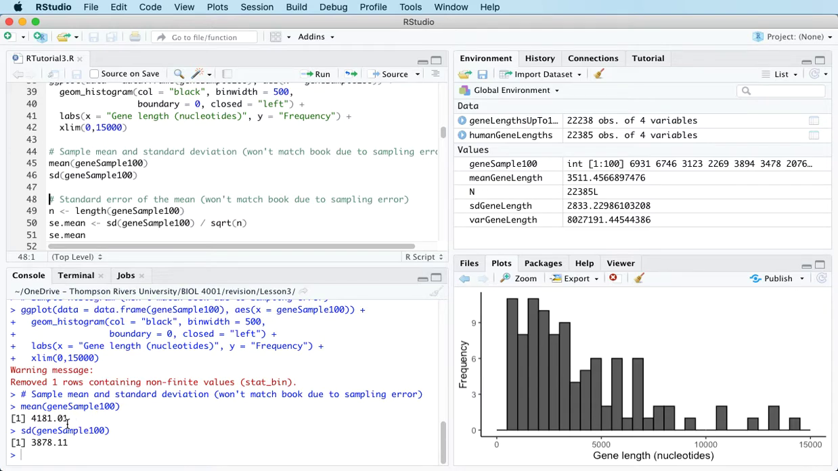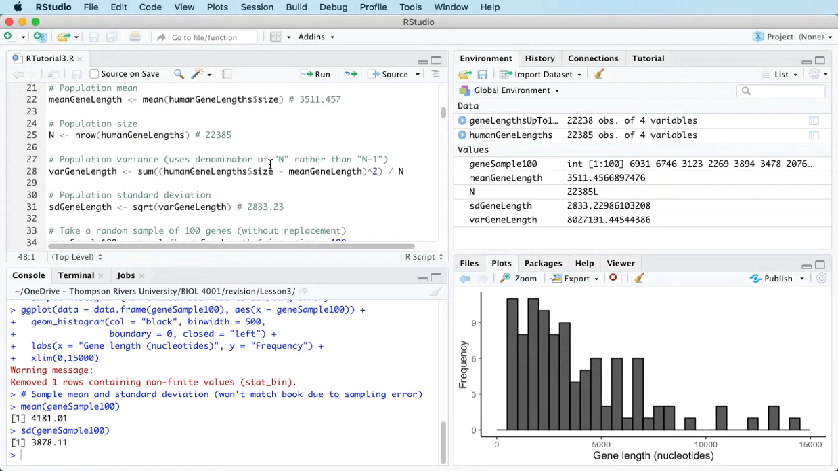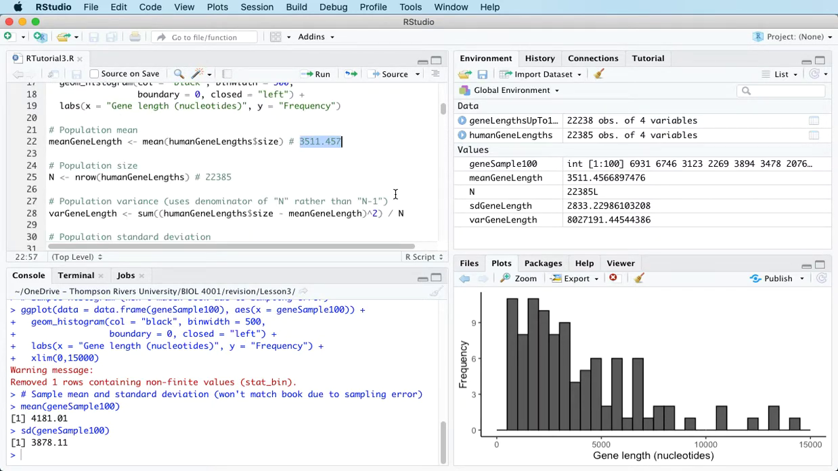Okay, so at this point we could say, here's my sample mean, 4,181.01. I'm going to use that to estimate my population mean. Okay, and then we might ask ourselves, how confident am I that this is close to my population mean? Well, normally that's kind of a difficult question to get your head around, but in this case we can actually look and see how close it is because we happen to know our population mean. It was 3,511.457.